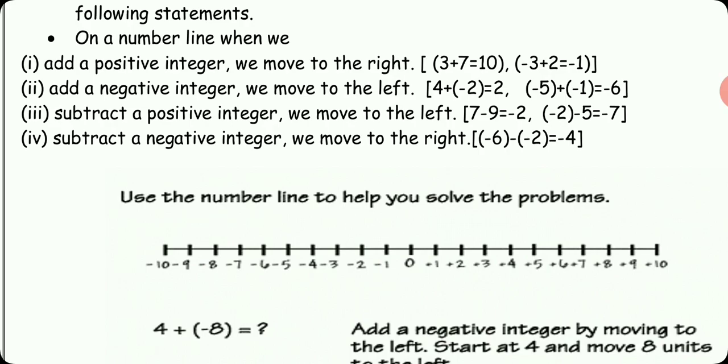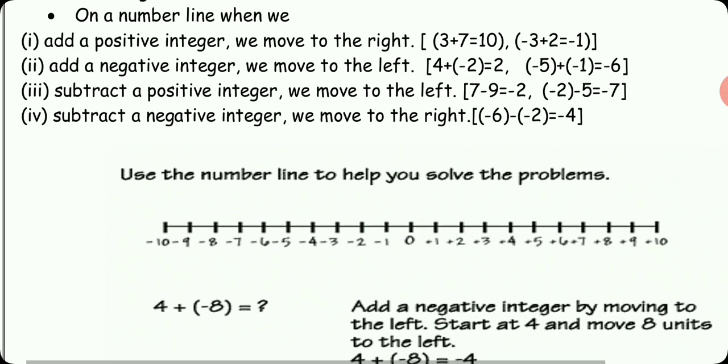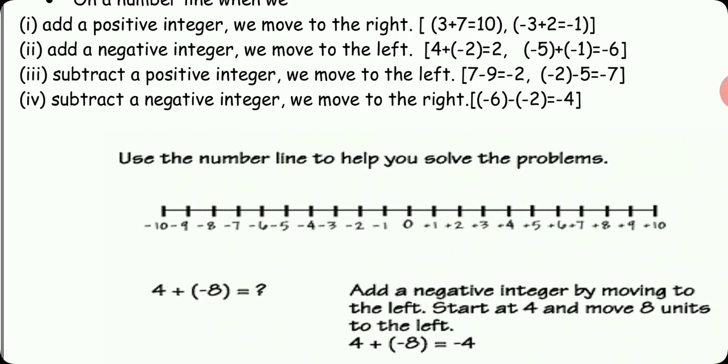Similarly, minus 3 plus 2 equal to what? Minus 3 plus 2. Go to minus 3. Now from there, you have to move towards the right 2 steps. That is, after minus 3, first is minus 2, then second is minus 1. The answer is minus 1.